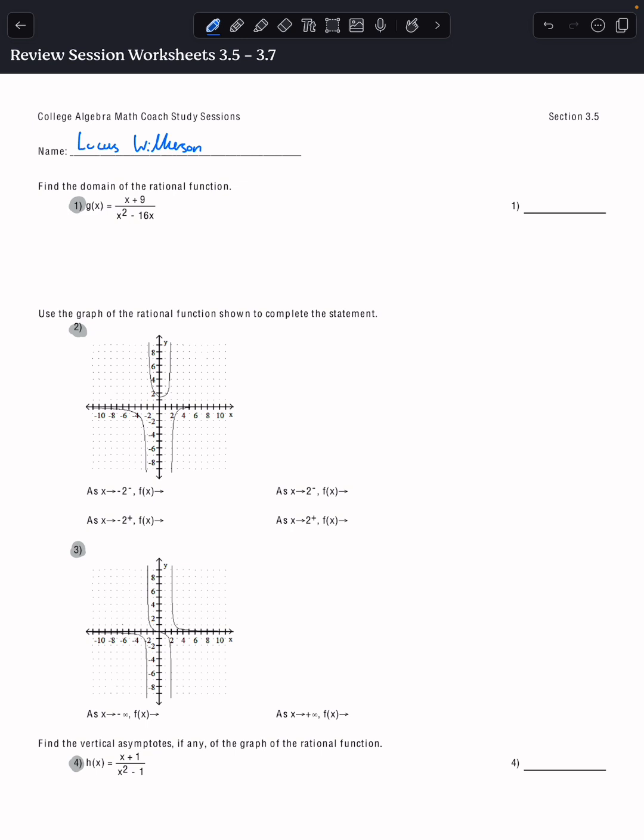Question number 1 of 3.5 says find the domain of the rational function. To do that, we want to look at the denominator and set it equal to 0. So setting this equal to 0, we can take an x out of both, and we can solve each of these pieces for x. Here x equals 0, and here x equals 16. So these would be the answers that we exclude from the domain.